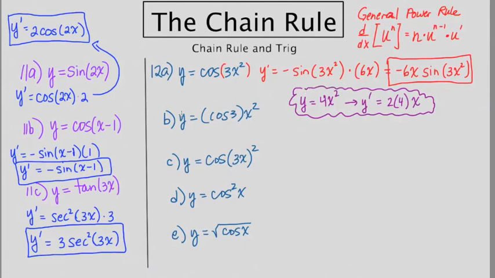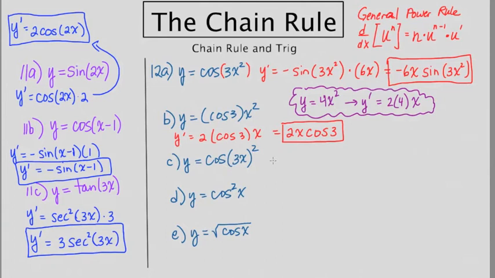Let's do it. So again, y prime is going to equal 2 times cosine 3, and then we drop the power by 1 to a 1, and then we just rearrange it so it looks nicer. We end up getting 2x cosine 3.